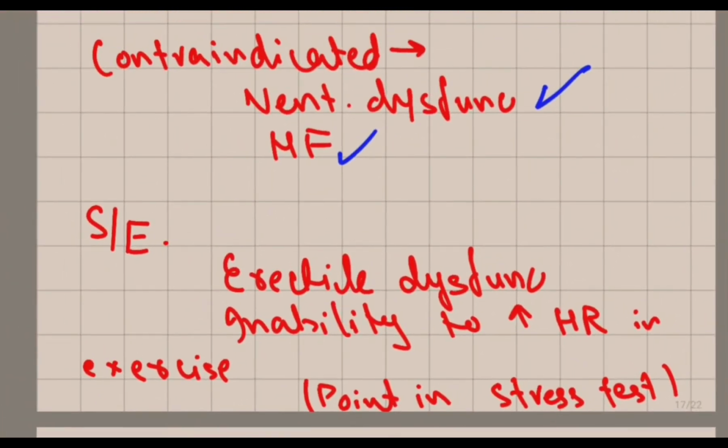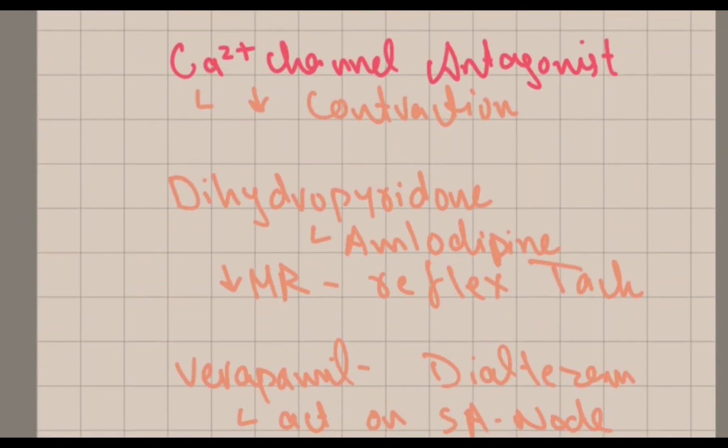And the side effects of the beta blockers include erectile dysfunction and inability of the heart to increase its rate during exercise. So this is pretty important when doing the exercise stress test. We should keep in mind that if a person is taking beta blockers and he is going to undergo the exercise stress test, he should stop taking the beta blockers 2 or 3 days before, after talking with his physician. Then we have calcium channel blocker drugs which decrease the contraction.